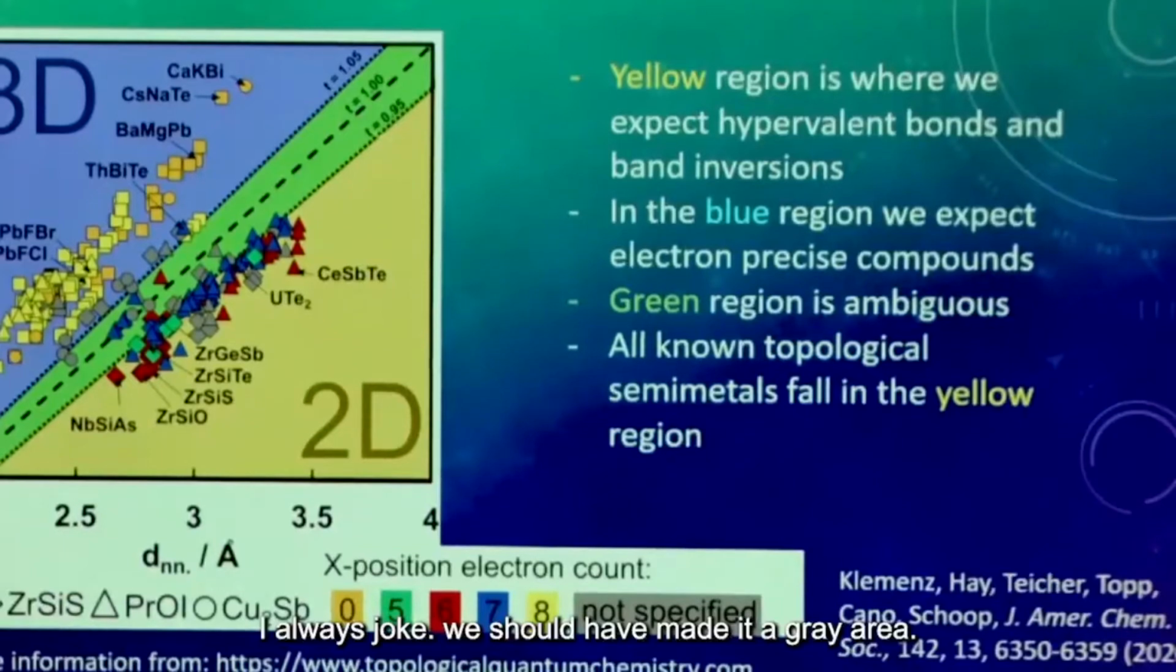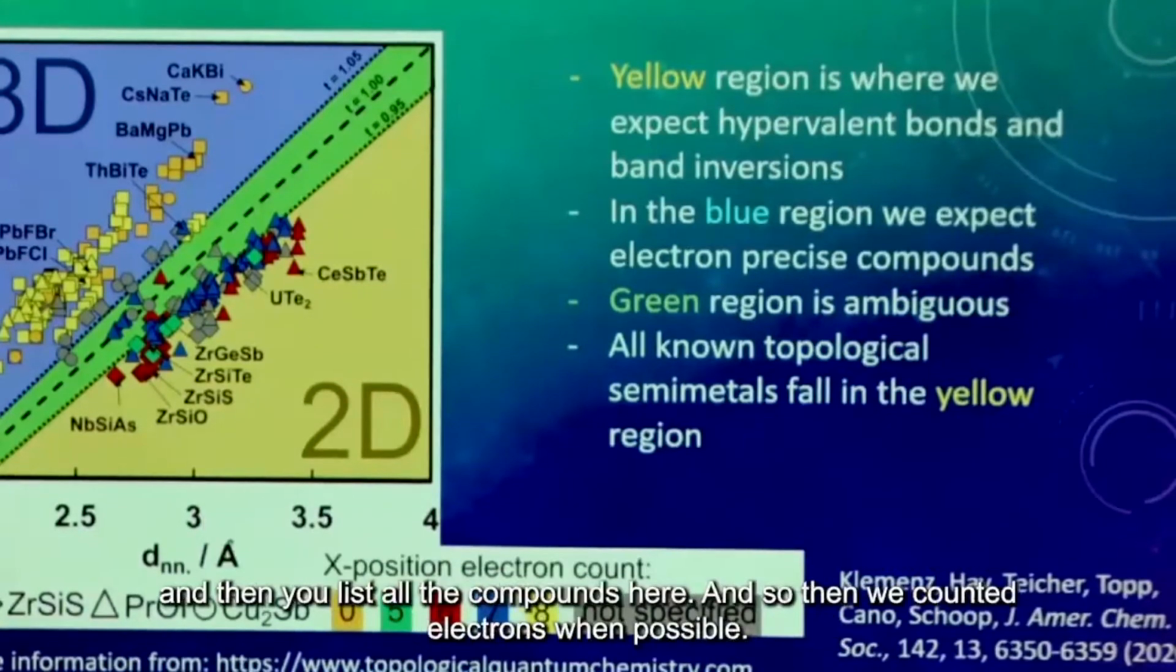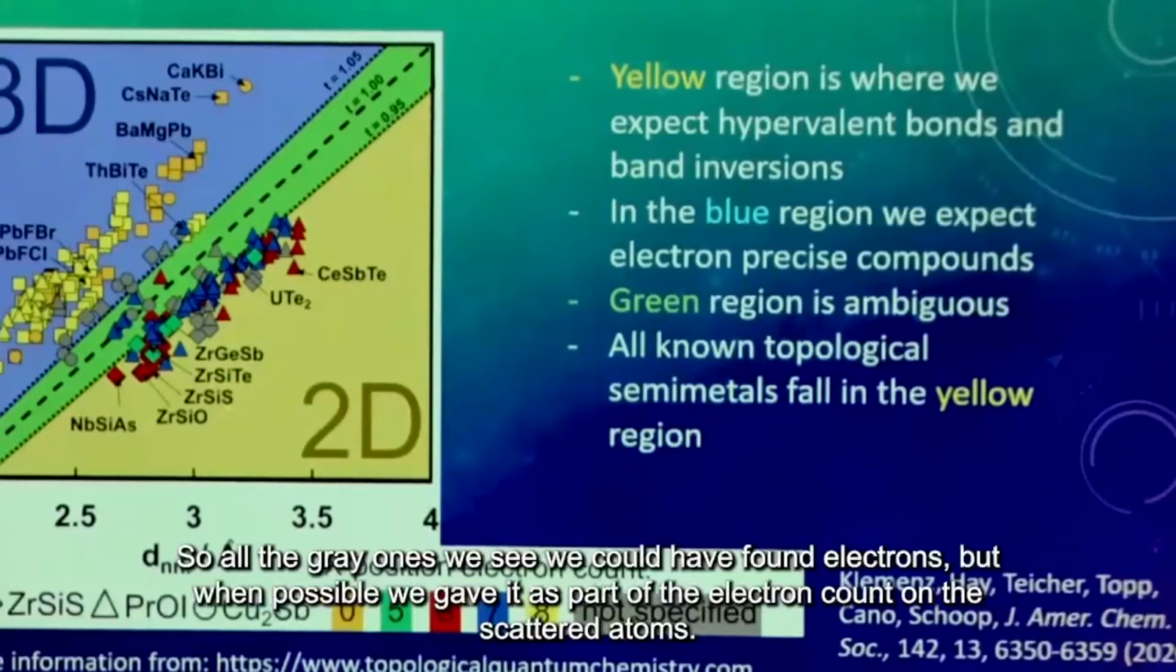And so we defined this tolerance factor T, which is said when it's smaller than 1, or actually smaller than 0.95, we can be pretty confident there should be, based on our hypothesis, a chemical bond. And then you list all the compounds here. And so then we counted electrons when possible. So all the gray ones we see, we couldn't count electrons, but when possible, we counted the electron counts on the square net atoms.